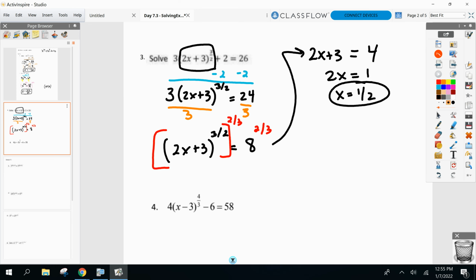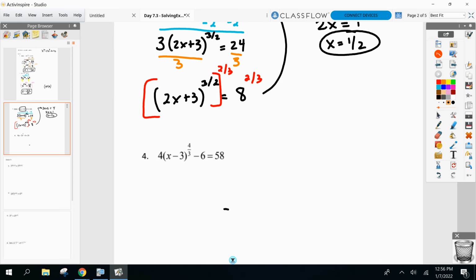Molly, where did you get the 4 from? 8 to the 2/3 is 4, I believe, on your calculator. Everyone all right? Okay, go ahead. Fly through. See if you can do 4 on your own here. It's nothing different than what we've just done. I'll do it along with you and see if we match at the end. Go ahead. Try out 4.